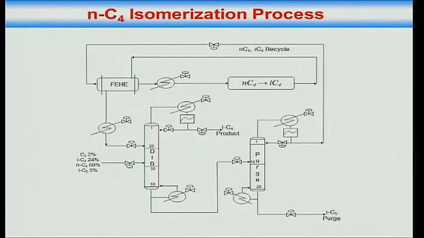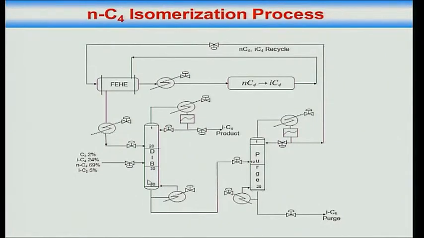You have a C4 feed stream. Okay, this is the C4 feed stream, and this feed stream contains C3 propane, IC4 and NC4, isobutane and normal butane, and IC5 isopentane. So the feed is mostly normal butane, with a little bit of C3 and a little bit of C5 impurities. Now this feed is sent to a deisobutanizer, DIB, column.